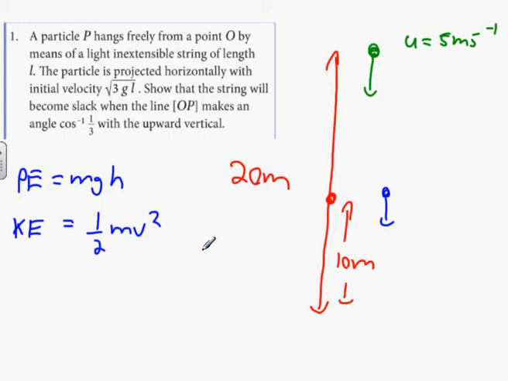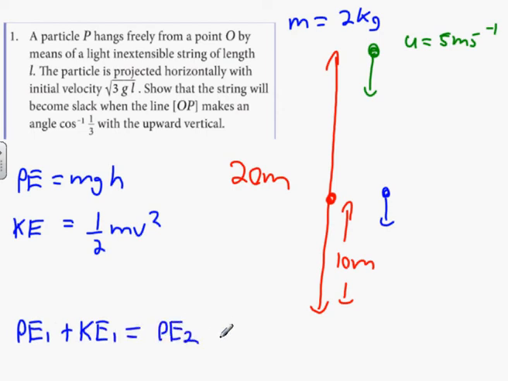So what we're going to do here, guys, is this. I can give it a mass of 2 kilograms, just to make the question complete. So start off with your potential energy. PE1, potential energy at the beginning, plus your kinetic energy at the beginning, equals your potential energy at the end, plus your kinetic energy at the end. I want to find out how fast I am going after I drop 10 meters.